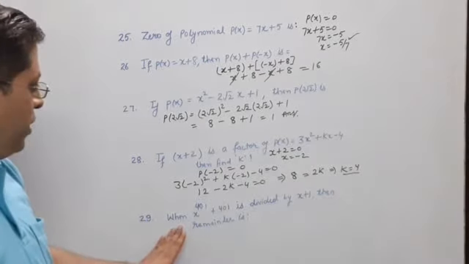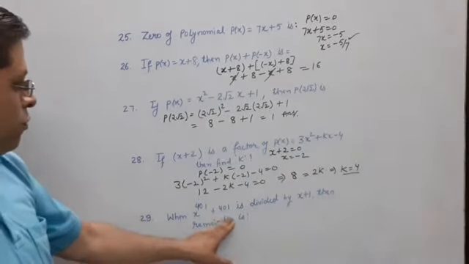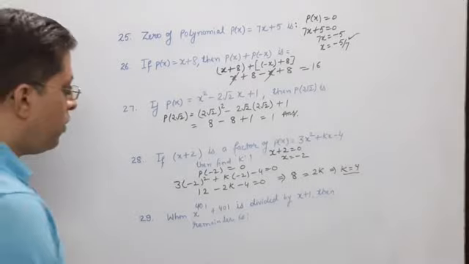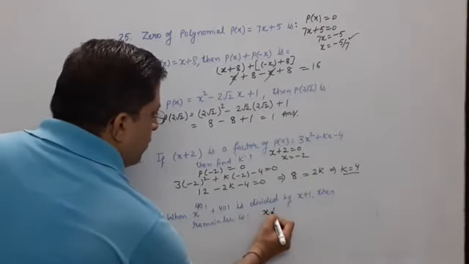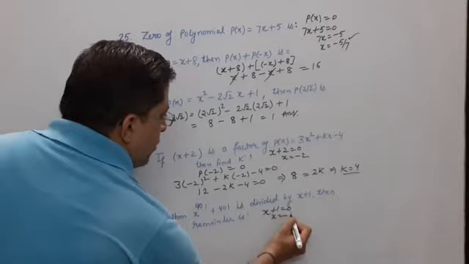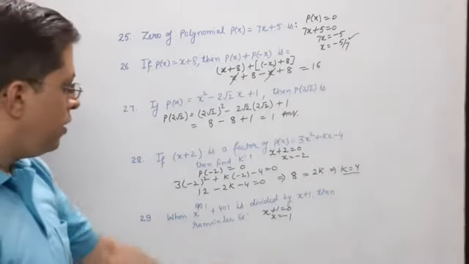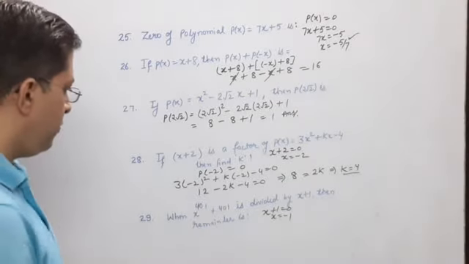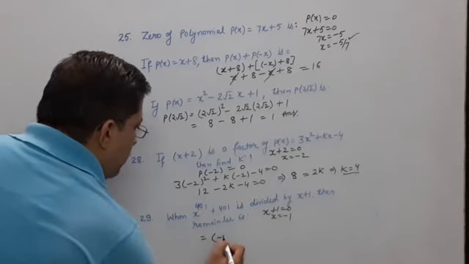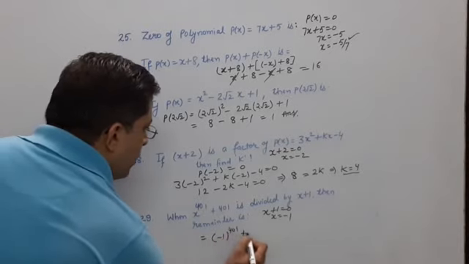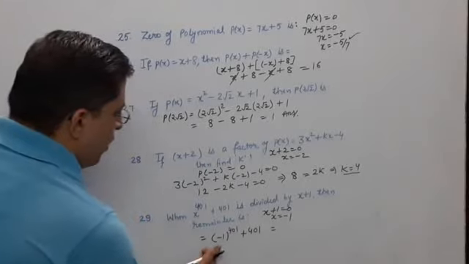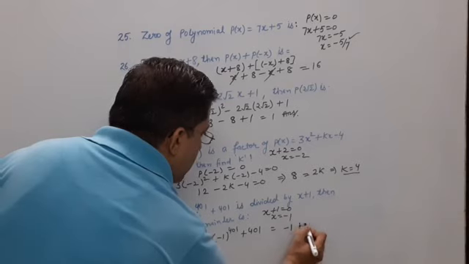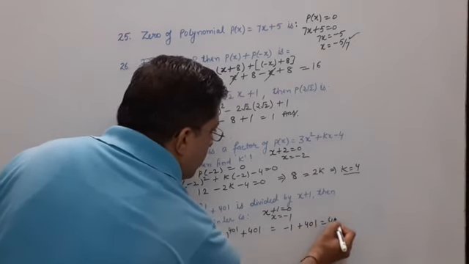Now the last one. When x power 401 plus 401 is divided by x plus 1, what will be its remainder? How can we get it here? First of all, you get the zero of this. That is minus 1. Okay, it is clearly minus 1. Now put the value here. Minus 1 whole power 401 plus 401. Minus 1 has an odd power, so this will be minus 1. And here is 401. Answer is 400.